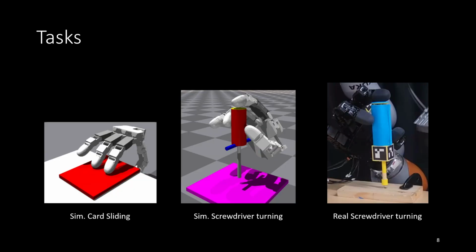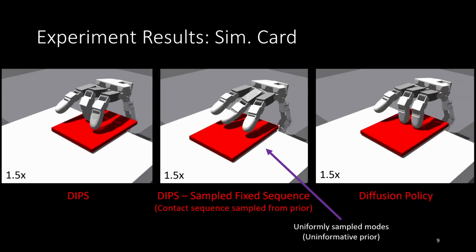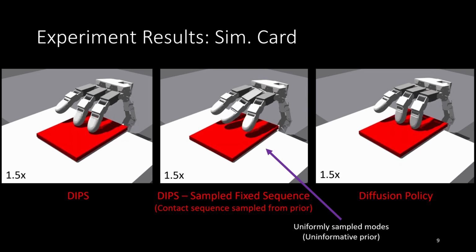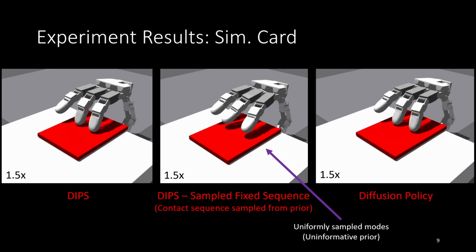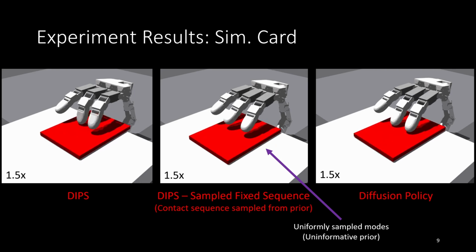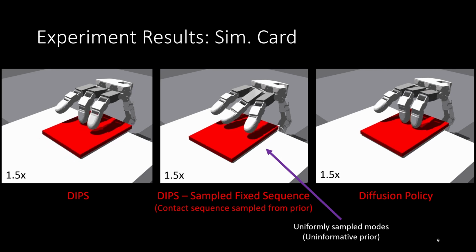We evaluate on multiple tasks, such as sliding a card and turning a screwdriver, both in simulation and in the real world. In this task, we use a prior where all contact sequences are equally likely. This leads to sequences in the training dataset not sliding the card very far. However, through planning, we are able to outperform the data our model is trained on. We also show that a method like diffusion policy struggles with this contact-rich task.